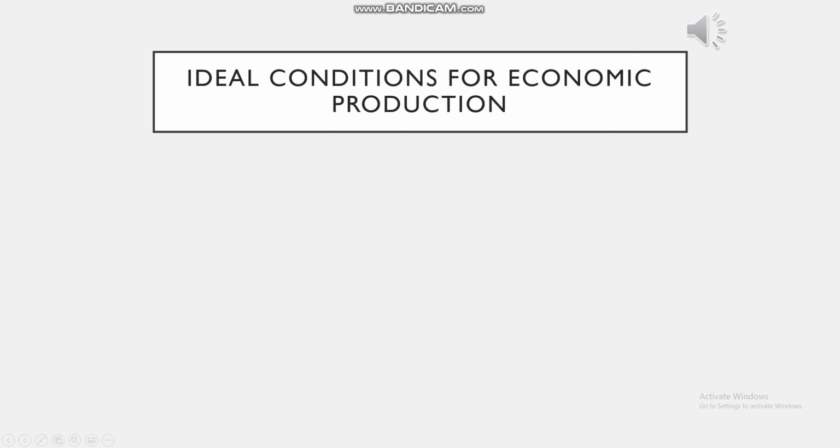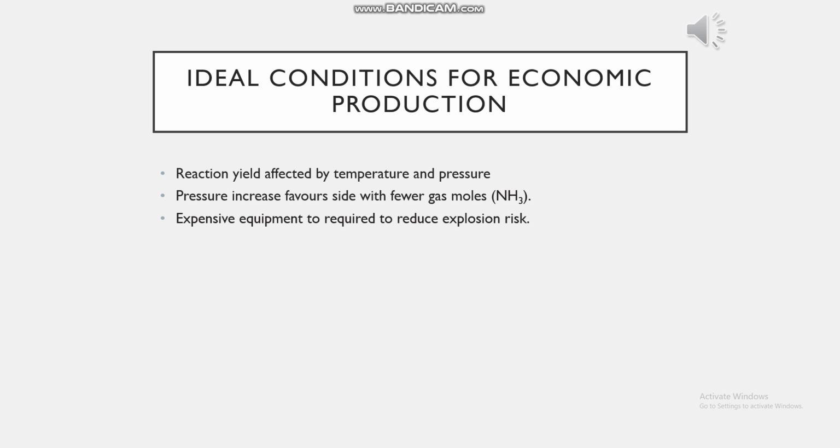The conditions under which the Harbour process is carried out are chosen because they are considered ideal for economic production of ammonia. You need to know that reaction yields are affected by the temperature and the pressure. When pressure increases, this favours the side with fewer gas moles. In the case for the Harbour process, that is the side containing ammonia. However, increasing pressure too high can cause a risk of explosion and require very expensive equipment to reduce that risk.